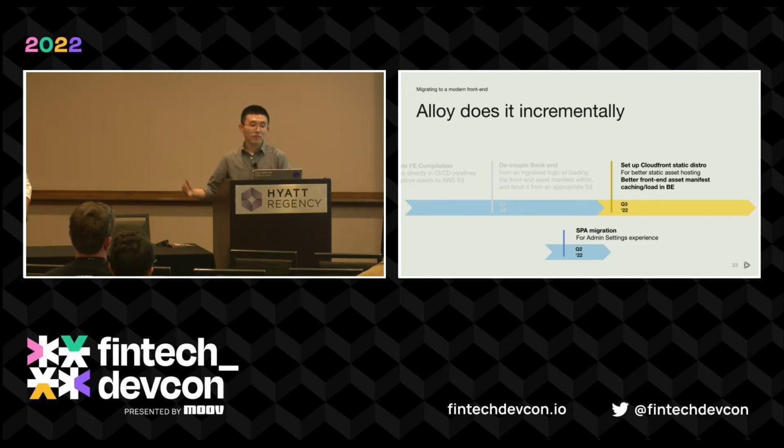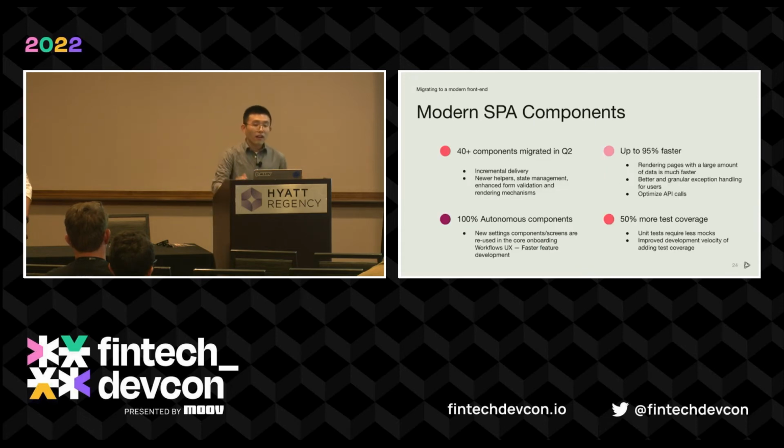SPA migration. First thing, we started with the admin settings page, which took a really long time to load, 10 plus seconds. Our internal solution architects and customers, all using it, have all been complaining: why is it taking so long, fragile? How did we do it? 40 plus components migrated in one quarter.